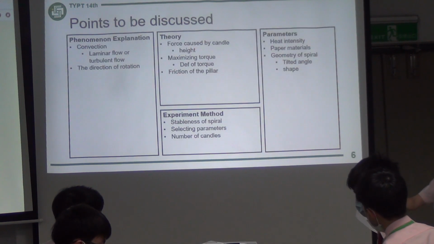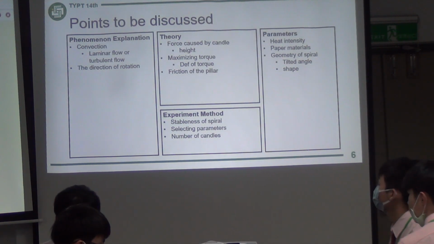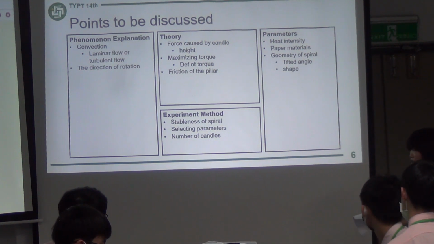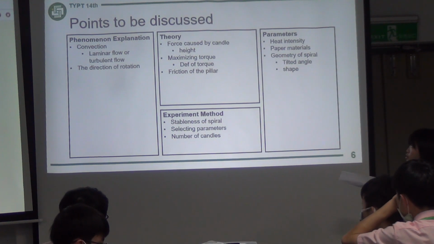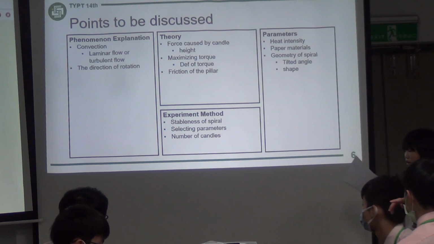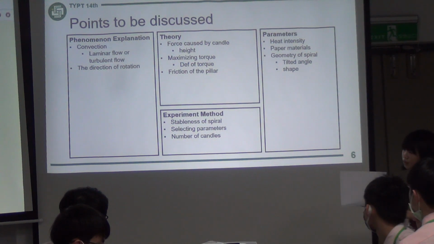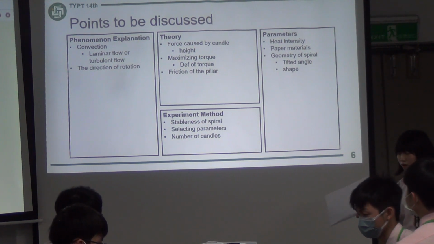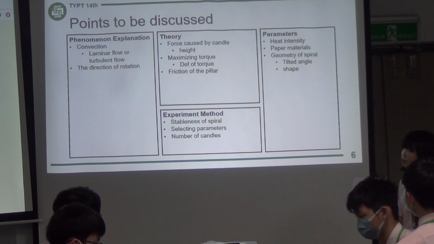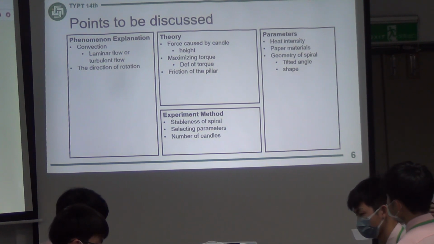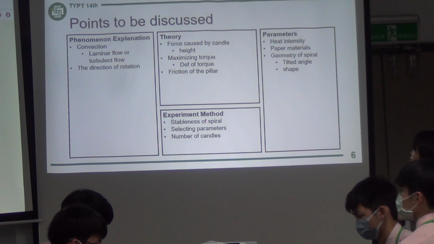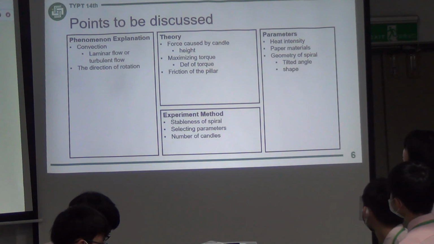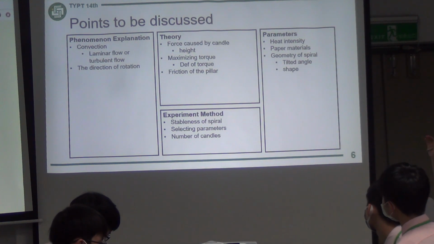So the points to be discussed: phenomenon explanation. First, we're going to talk about whether the setup is in laminar flow or turbulent flow. As we all know, laminar flow is a more stabilized flow. However, they stated that their setup is actually in a turbulent flow environment. So I believe there might be some misunderstanding in that, and maybe we can discuss it later. We're also going to talk about the direction of rotation, just so that we make sure they understand their phenomenon clearly. And then we're going to talk about the forces caused by the candle.